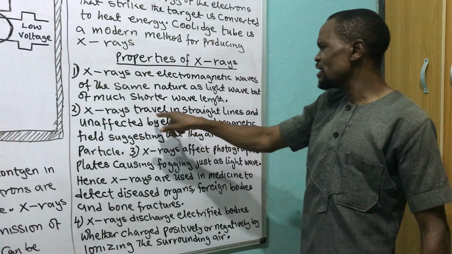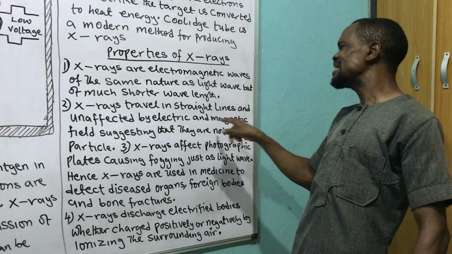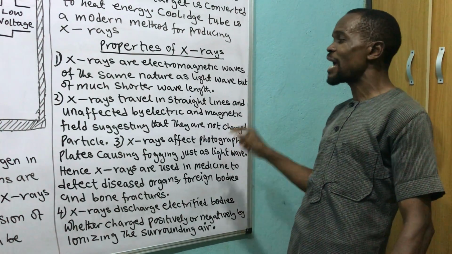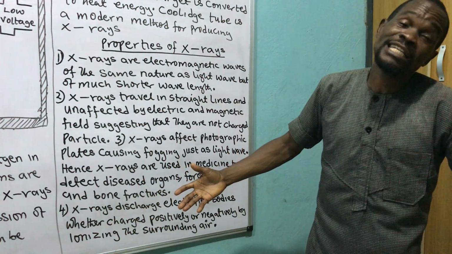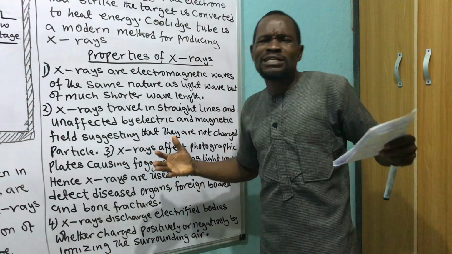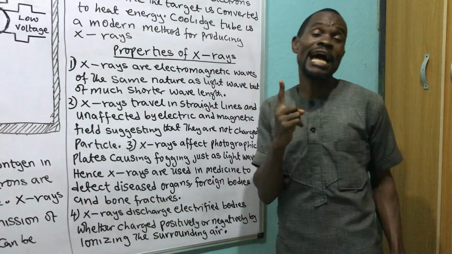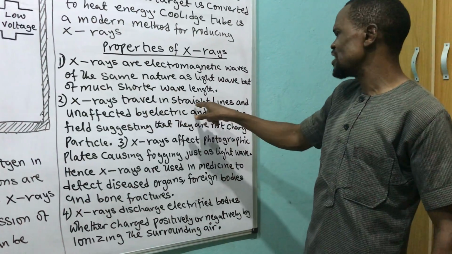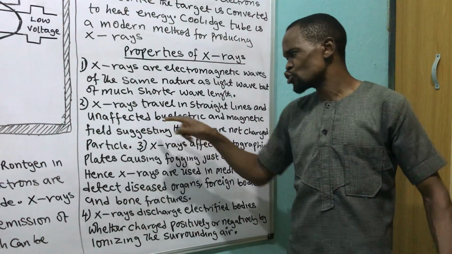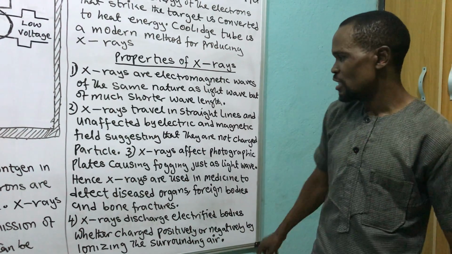Number two, X-rays travel in a straight line and are unaffected by electric and magnetic field, suggesting that they are not charged. That means X-rays are not charged particles. Electric field cannot affect it, and magnetic field cannot affect it. It is neutral to them, meaning that it's not a charged particle.